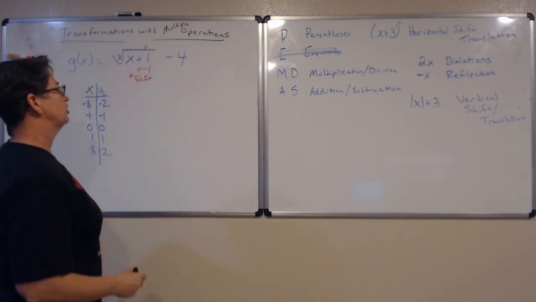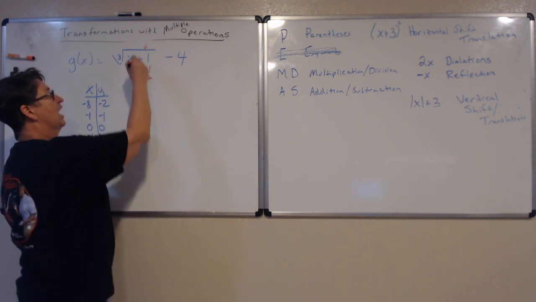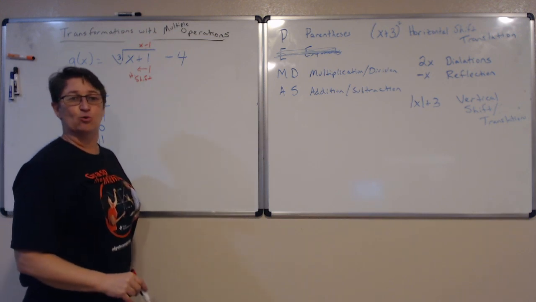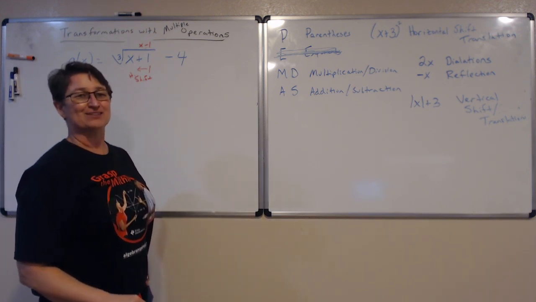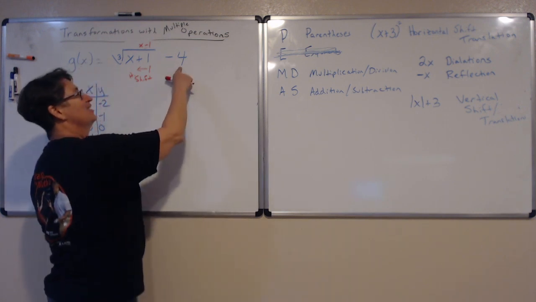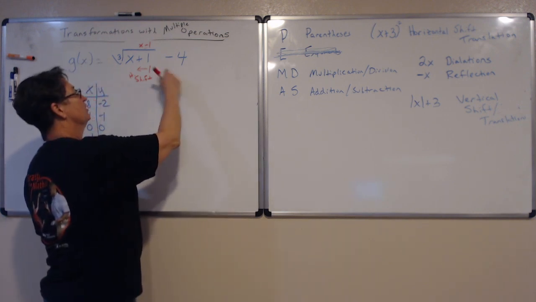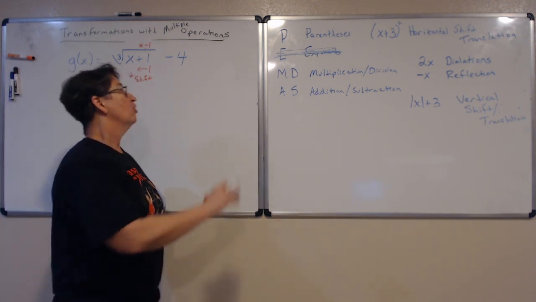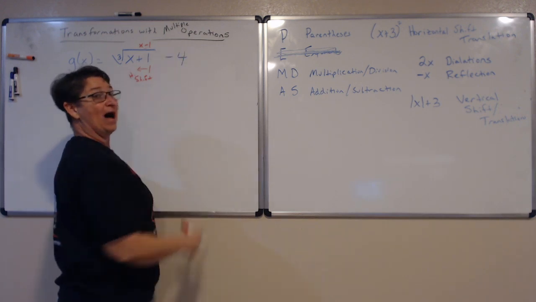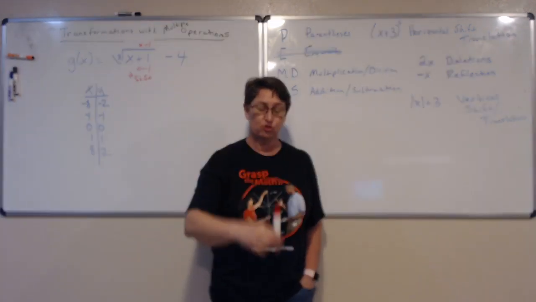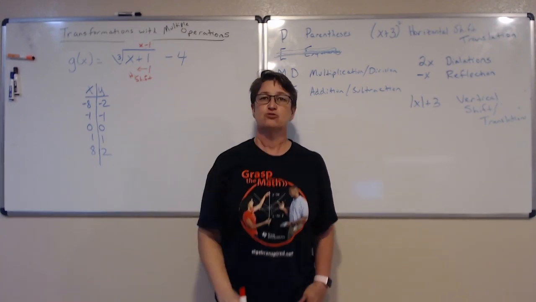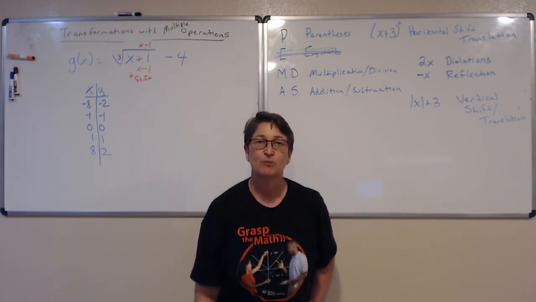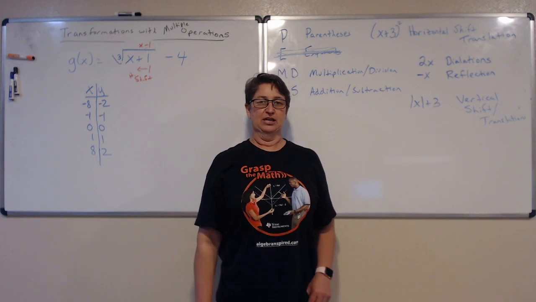A horizontal shift, left 1. Or you can think, I'm going to subtract 1 from all my x values. I'm going to take away 1 from all my x values. Then, what about this -4? Notice it's not inside with the x. It's on the outside. So it's going to affect my y values. And my y values are on that vertical axis. So I'm thinking vertically. So what's going to happen to my graph vertically?